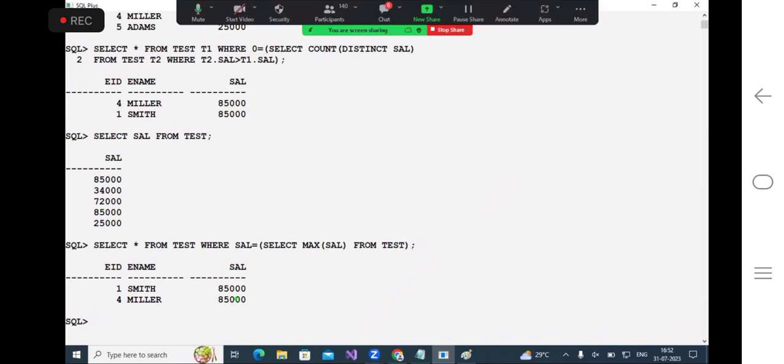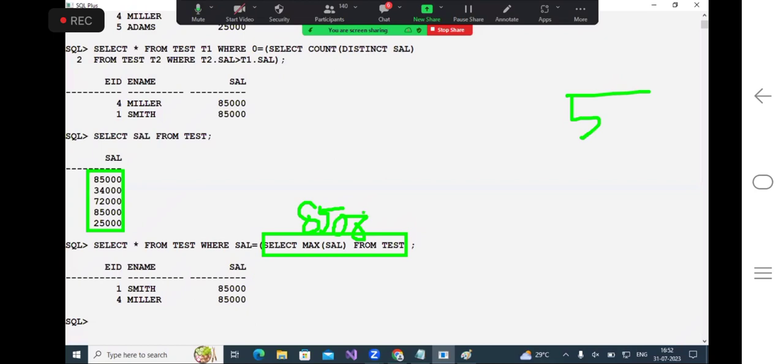But in this, what happened? The inner query executes first. Yes or no? The inner query is executed first. It returns which value? The maximum value. How much is the maximum value here? 85,000 will be returned. That means, to find the maximum salary in this table, how many rows are checked? 5 rows. Okay, fine. After the inner query value is returned, this inner query value is again compared with which column? Salary of the outer query.